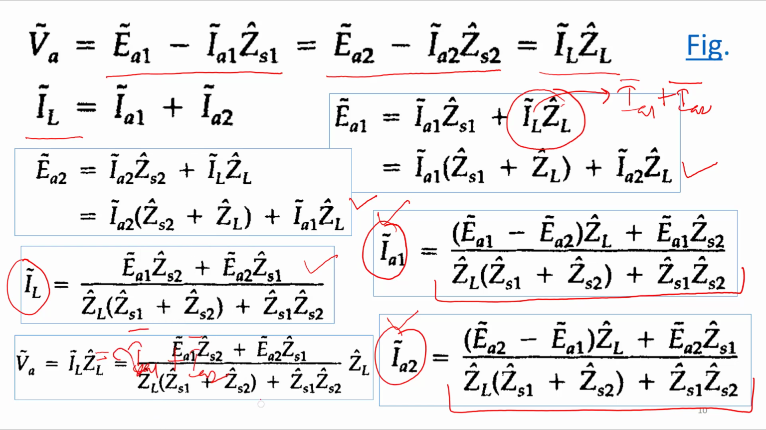So this is the expression for VA. This is all about the synchronous generator.